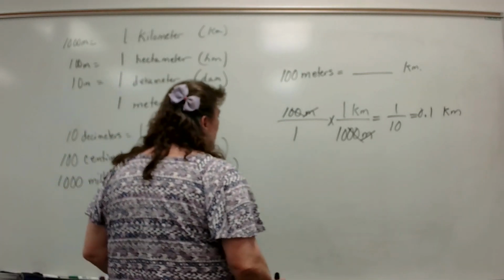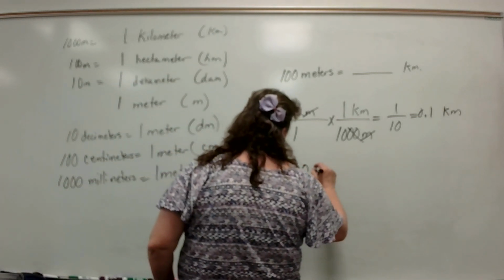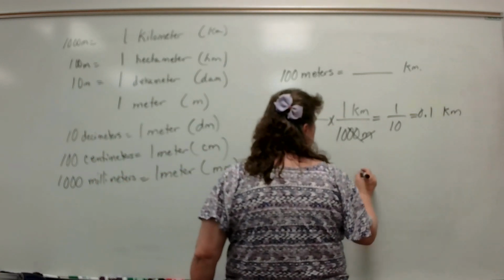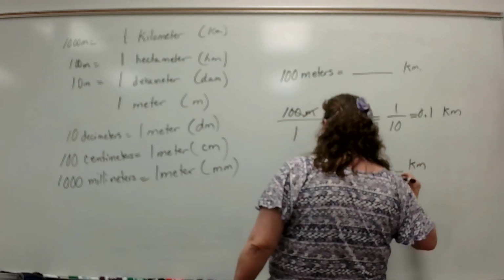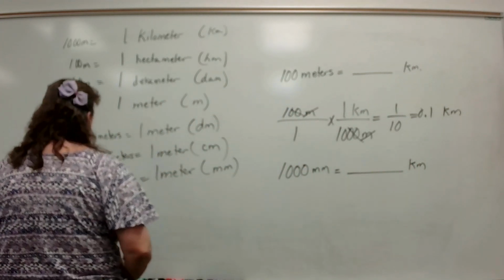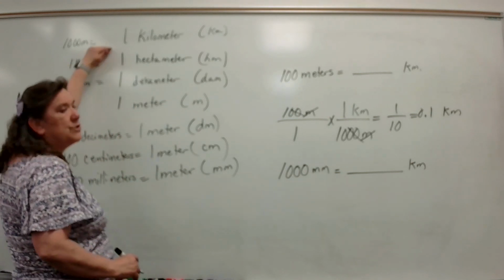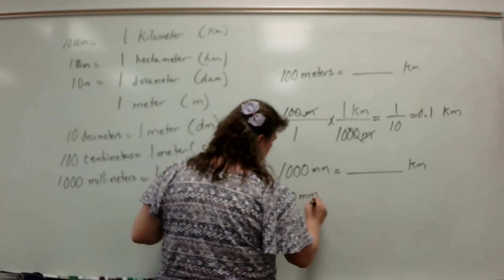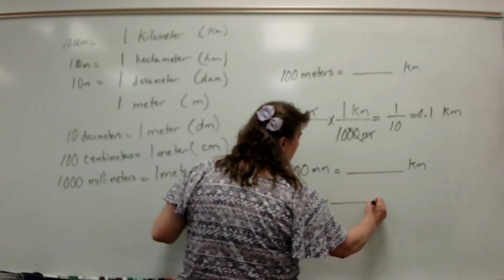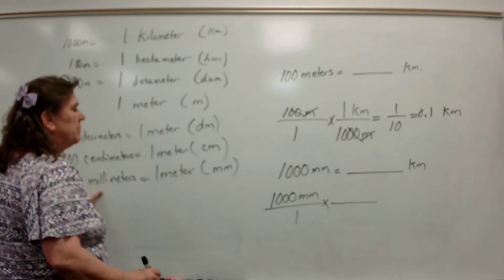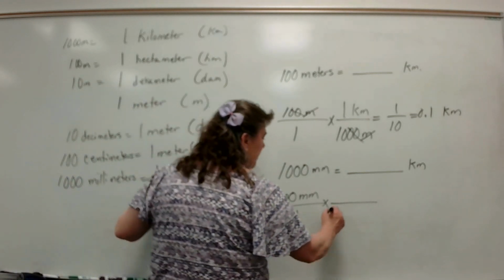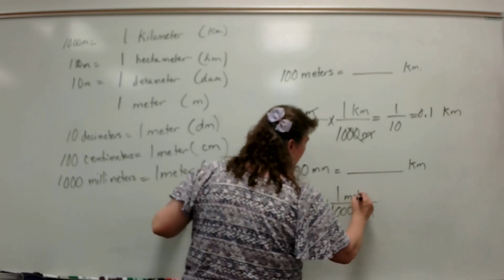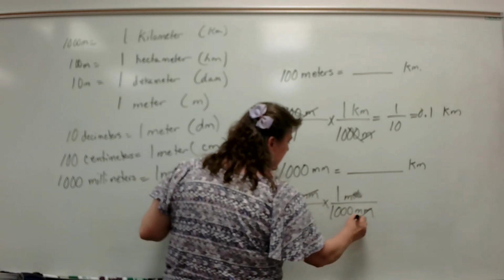If I have 1,000 millimeters, and I want to know how many kilometers that's going to equal. Well, in this case, I am actually going to go from millimeters to meters and then meters to kilometers. So we're going to start with our 1,000 millimeters over 1 times my equivalency statement: 1,000 millimeters equals 1 meter. So my 1,000 is going to go on the bottom, and that's 1 meter. You see that? My millimeters cancel.